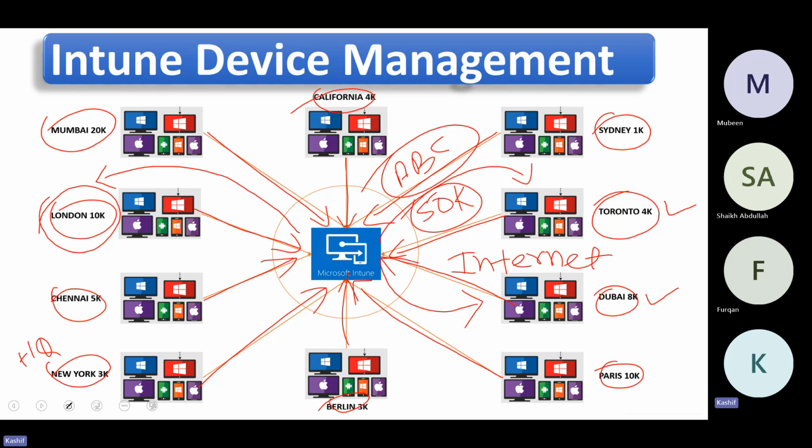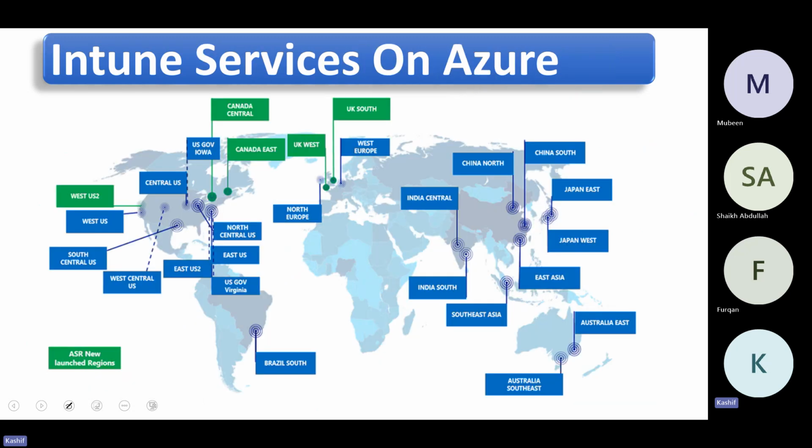Those who were using third-party applications like IBM BigFix or Tanium or Workspace ONE, they also migrated from those products to Intune because Intune has many functionalities which their Intune competitors do not have. So that's the best part. You can manage the devices over the internet. Now Intune services is running basically on Azure Cloud Data Center.